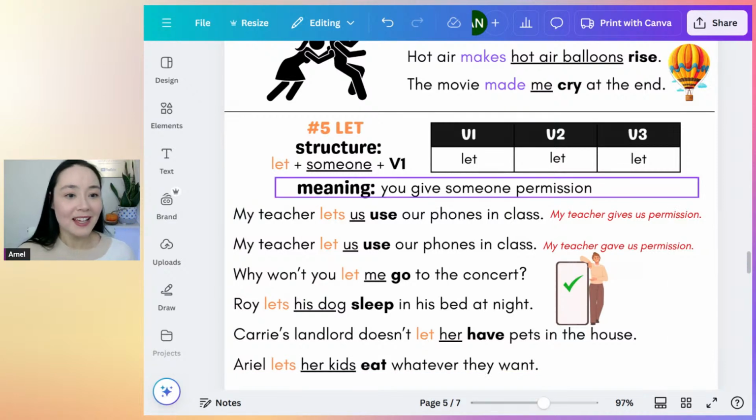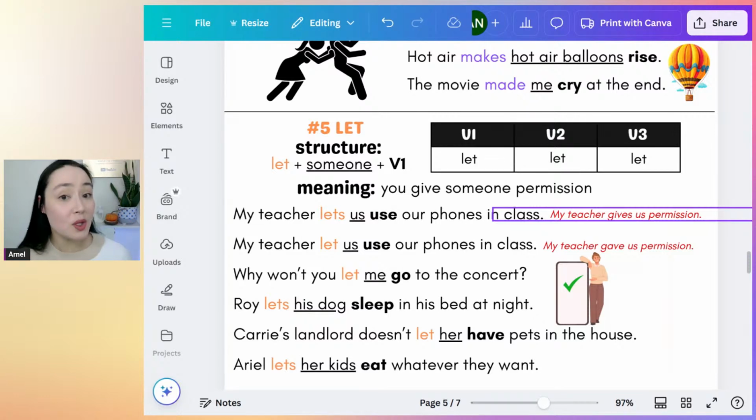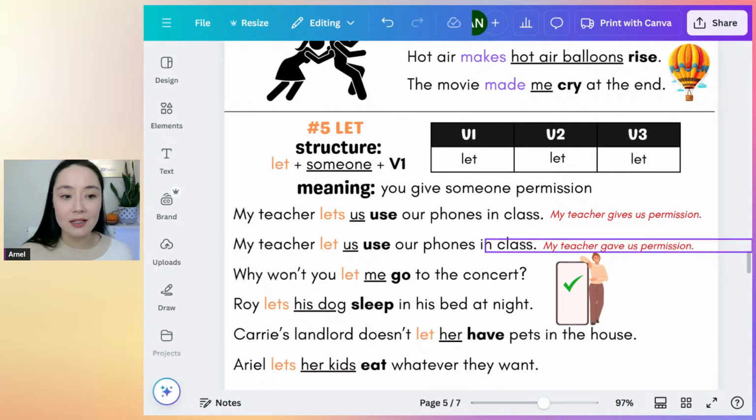Meaning: you give someone permission. You say, it's okay, you can do this. It's permission. My teacher lets us use our phones in class. This means my teacher gives us permission. It's okay, you can use your phones.